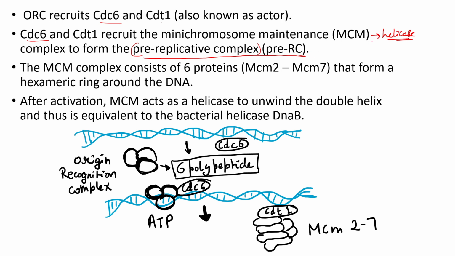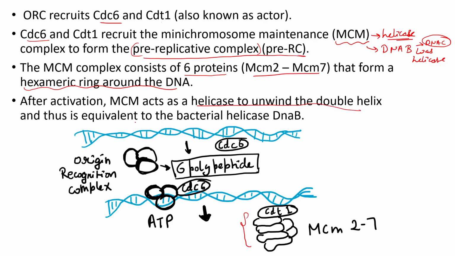In the case of eukaryotes, we have seen that MCM is the helicase, but in the case of prokaryotes, we saw that DnaB was the helicase and DnaC was its loader. The MCM complex consists of 6 proteins, MCM2 to MCM7, that form a hexameric ring around the DNA, as shown. This is the MCM helicase, and it will be making a hexameric ring around the DNA.